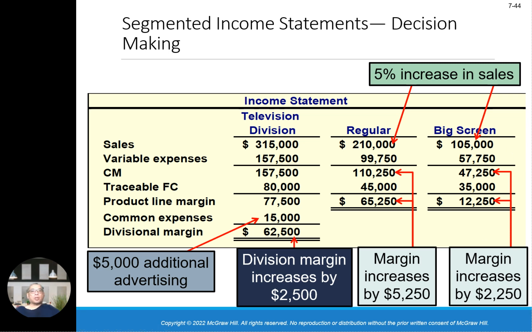Okay, assume, this is the thing. Assume we believe that spending 5,000 additional on advertising will increase television division sales of regular and big screen television by 5%. A 5% increase in sales increases the segment margin for regular television by 5250 and the segment margin of big screen television by 2250. Subtracting 5,000 in additional advertising as a common expense results in division margin increasing by 2,500.